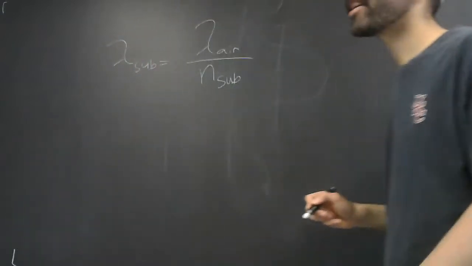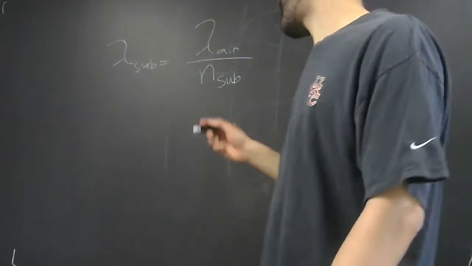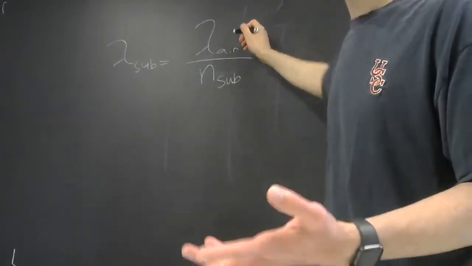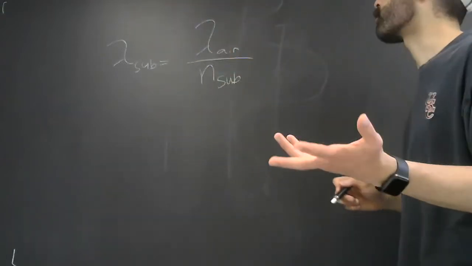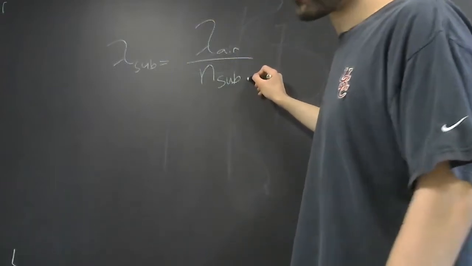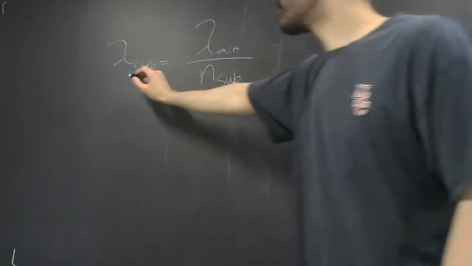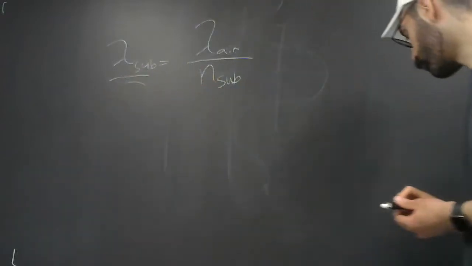So let's say we have light traveling through blue Gatorade. We have the lambda of it in air, and let's say, completely random, it's 50 nanometers, divided by the index of refraction of that substance. That's going to equal the wavelength through blue Gatorade.